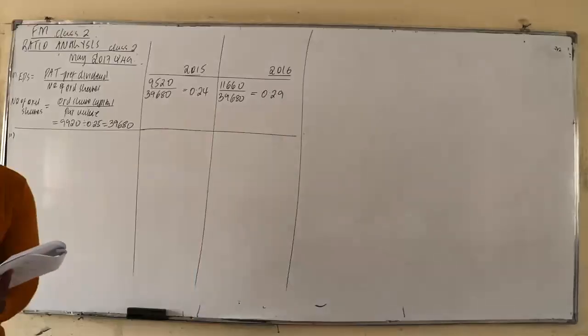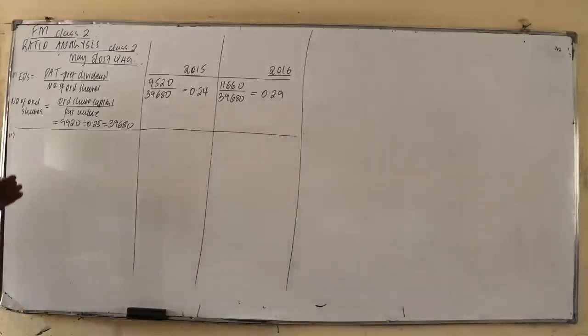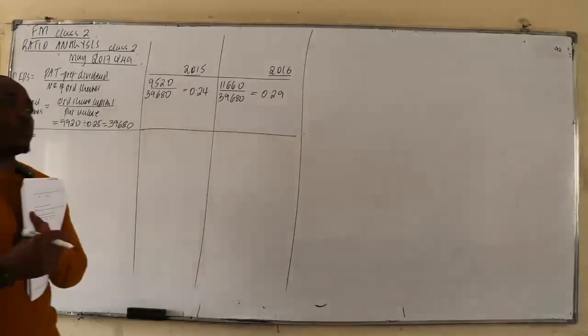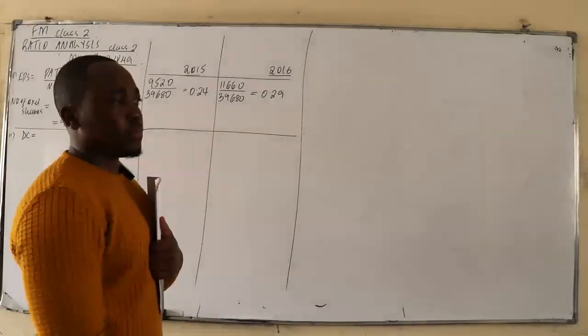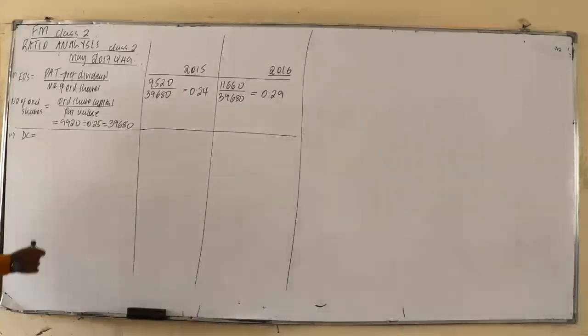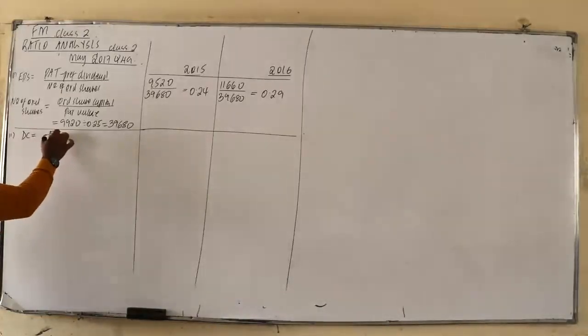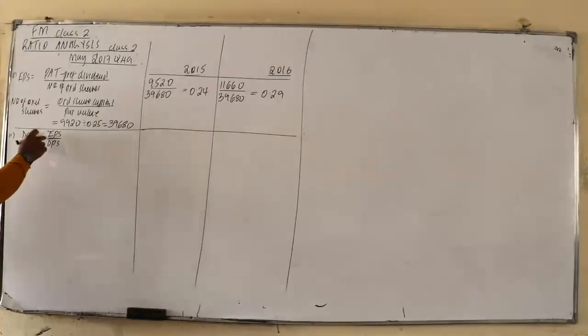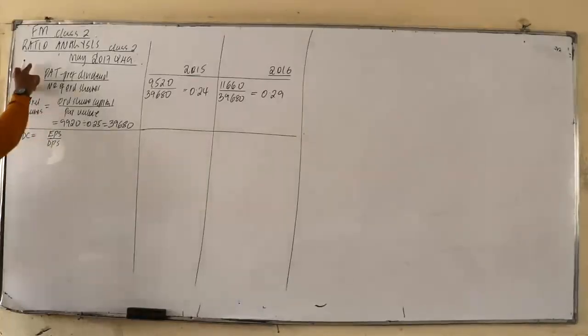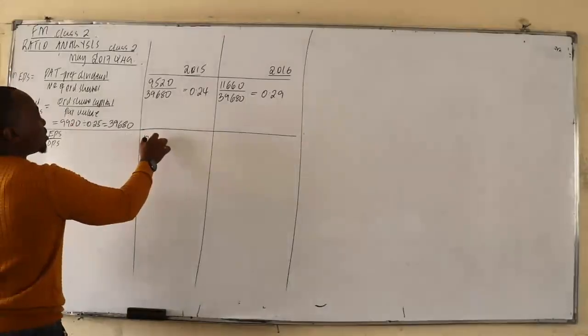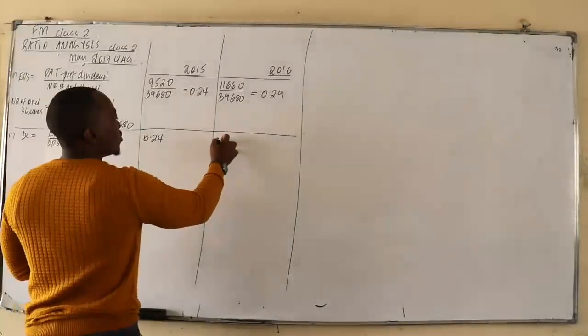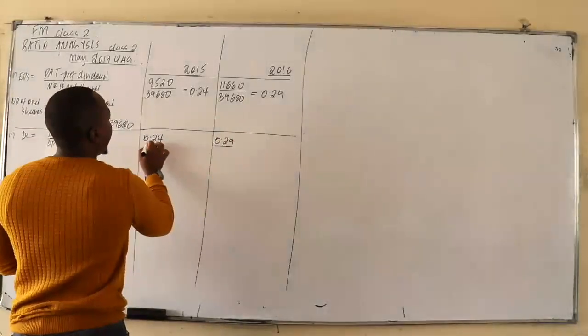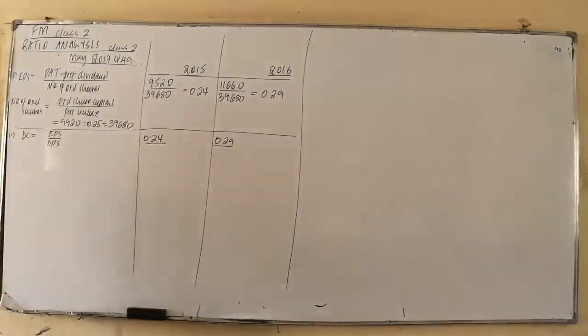Number two, to determine the dividend cover. So how do we get this? Now, we said that dividend cover shows the number of times through which you can pay the dividends from the available earnings. Therefore, to get the dividend cover, you take the earnings per share and divide by the dividend per share. We already have the earnings per share computed in number one, which is 0.24, and 0.29. And then you divide by the dividend per share.